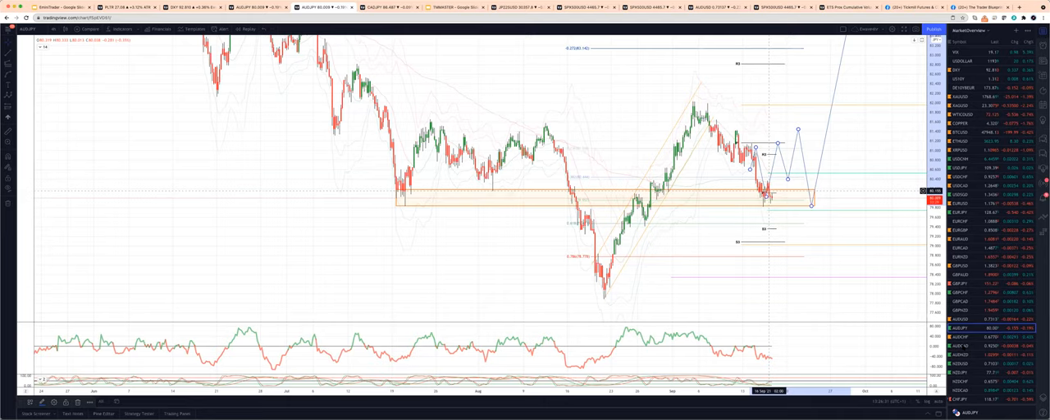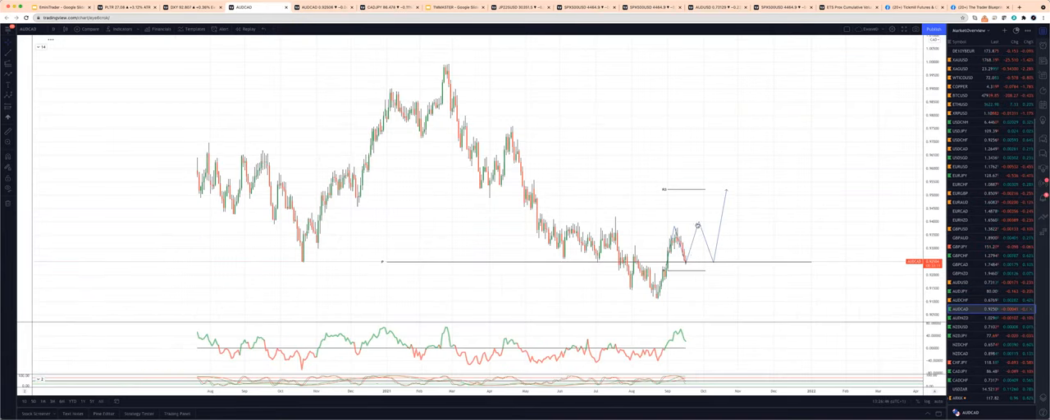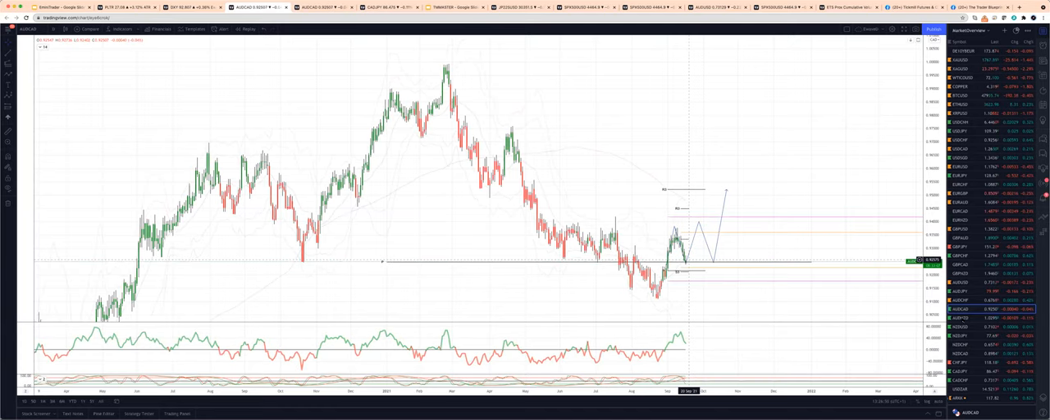Aussie CAD. Let's go to the daily on the Aussie CAD. It's a little clearer. So again, thinking about this inverse head and shoulder scenario. So if we can get a bullish reversal here with the Aussie CAD, I think we can see some upside in terms of that pair.